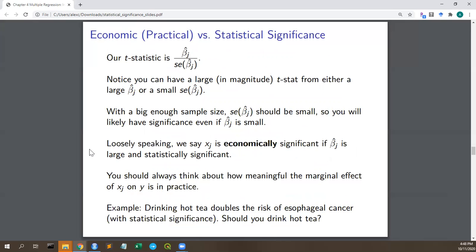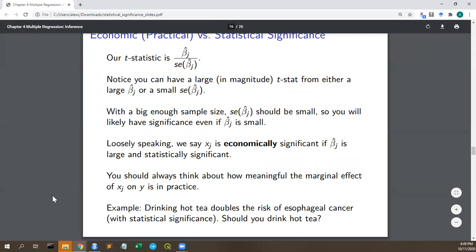So we typically say that xj, or the variable you're talking about, is economically significant if beta hat is large and statistically significant. So economically significant is usually twofold. You have to have statistical significance first; without that, it doesn't mean anything. And you have to have a large enough effect that you can interpret it in a meaningful way and say that it actually has a large impact.